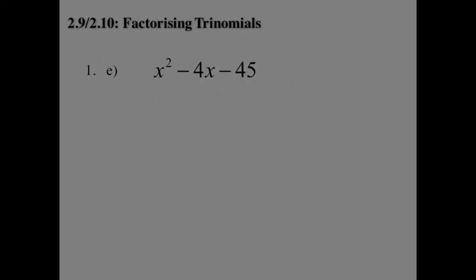Now I'm looking for numbers that multiply to give minus 45 and add to give minus 4. Now I know 5 9s are 45, so that's probably what I'm going to be looking for. Let's try this. Negative 9 times 5 gives negative 45. Negative 9 and positive 5 add to give negative 4. There's my answer.